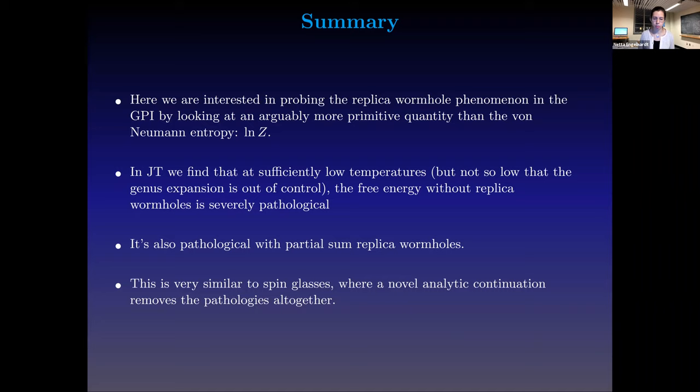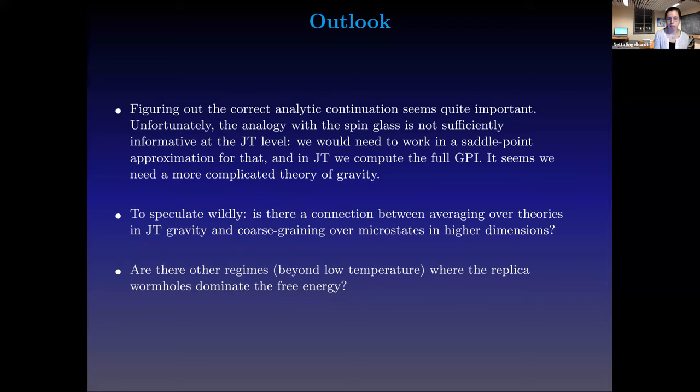So a few words about the future. I think finding the correct analytic continuation seems pretty important. Now, this is where the spin glass analogy should help us, but unfortunately it's not quite sufficiently informative. To use the spin glass analogy in the Parisi ansatz, we have to work in a saddle point approximation, which is not something that we do in JT gravity. So it would look like what we need is a more complicated theory of gravity to do this. So this is, again, another instance of the conservation of misery.